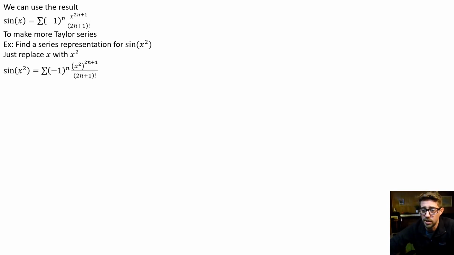Okay, so we just replace x with x squared. So it's (-1)^n times (x squared)^(2n+1) over (2n+1) factorial. Let's actually multiply these exponents together. So it'd actually be x to the what? 4n plus 2.